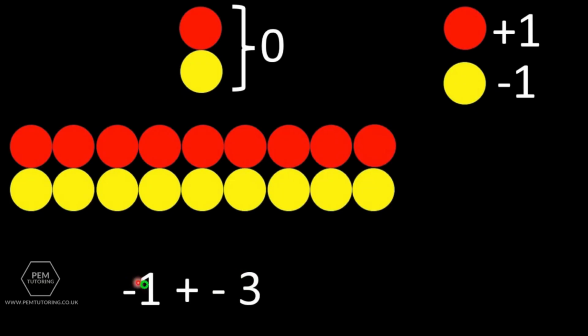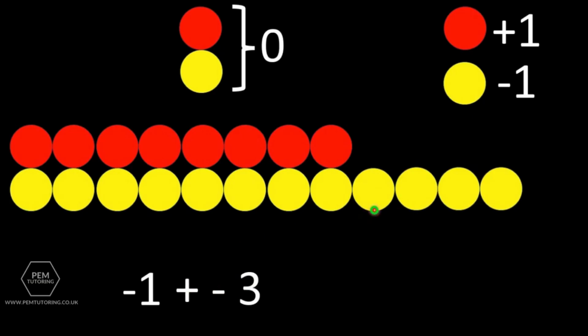Now we've got -1 plus -3. So we take 1 away, that gives us -1. And then we're going to add -3. So we've just added -3. So the net result here is going to be -4.